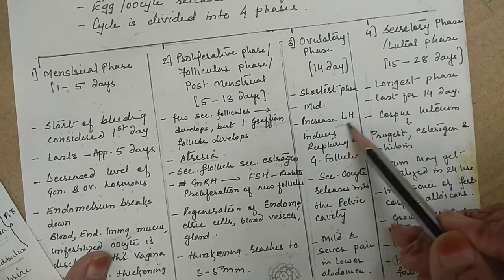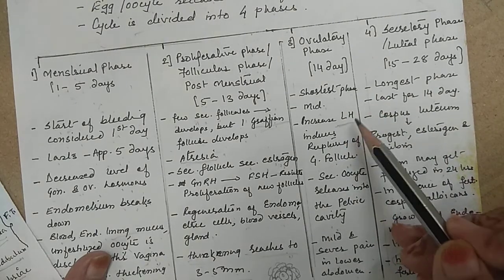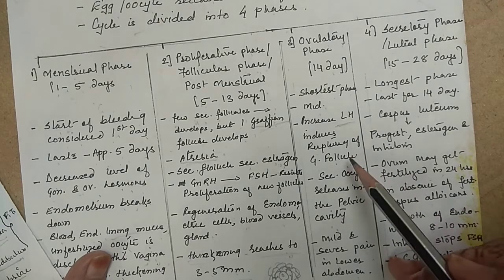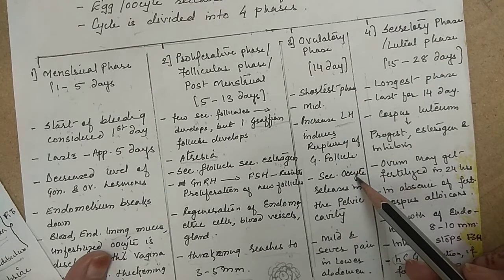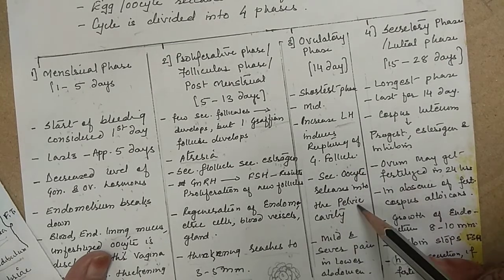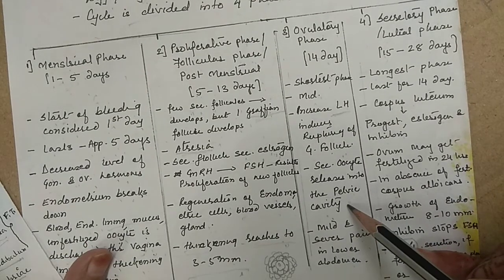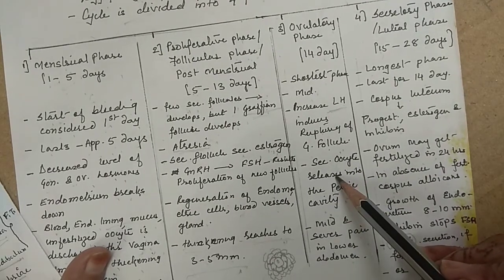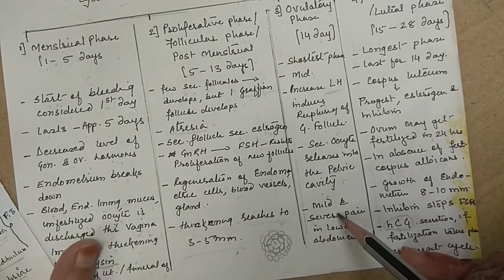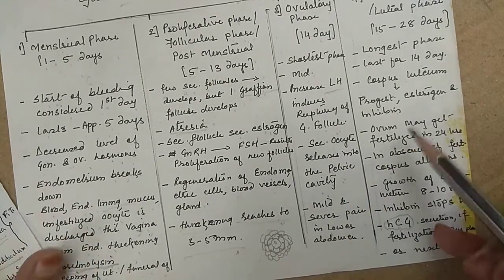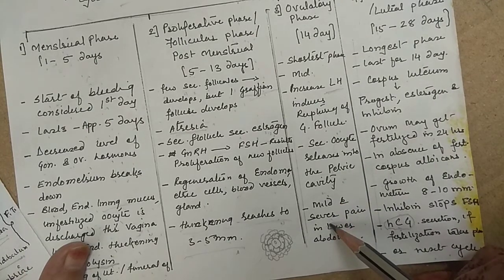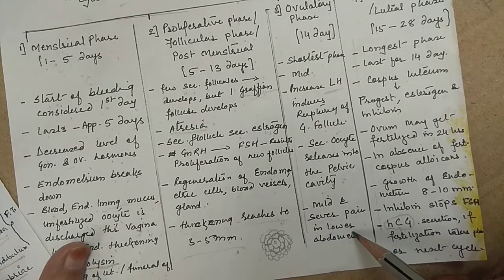Here suddenly the luteinizing hormone increases, and this hormone induces the rupturing of the mature follicle. When the follicle is ruptured, it releases the secondary oocyte into the pelvic cavity of the female, and it is taken up by the fimbriae of the infundibulum of the fallopian tube, and it enters the fallopian tube. The oocyte enters there, but the remains of the follicle get converted into another structure called the corpus luteum. Clear?